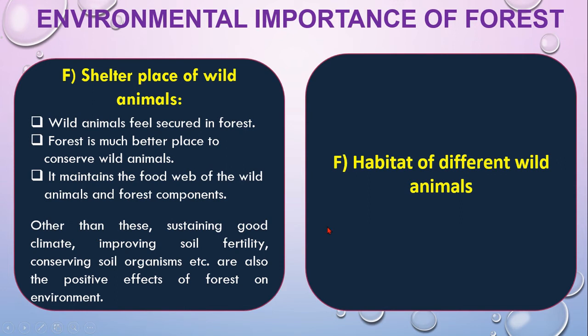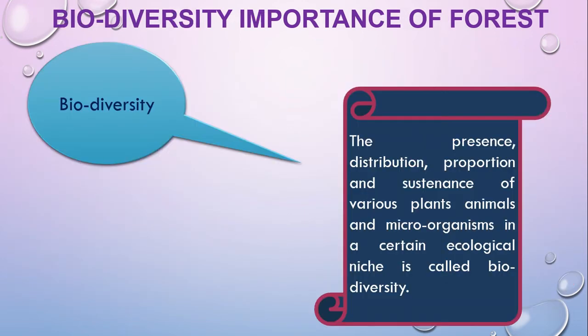Forest is a much better place to conserve wild animals, and it maintains the food web of the wild animals and forest components. It's a good environment and improves soil fertility as well. And the last one is the habitat of different wild animals. So this is the main point as well. We know we make the zoo for our entertainment, but the main living place or habitat of wild animals is forest. So these are the environmental importance of forest.